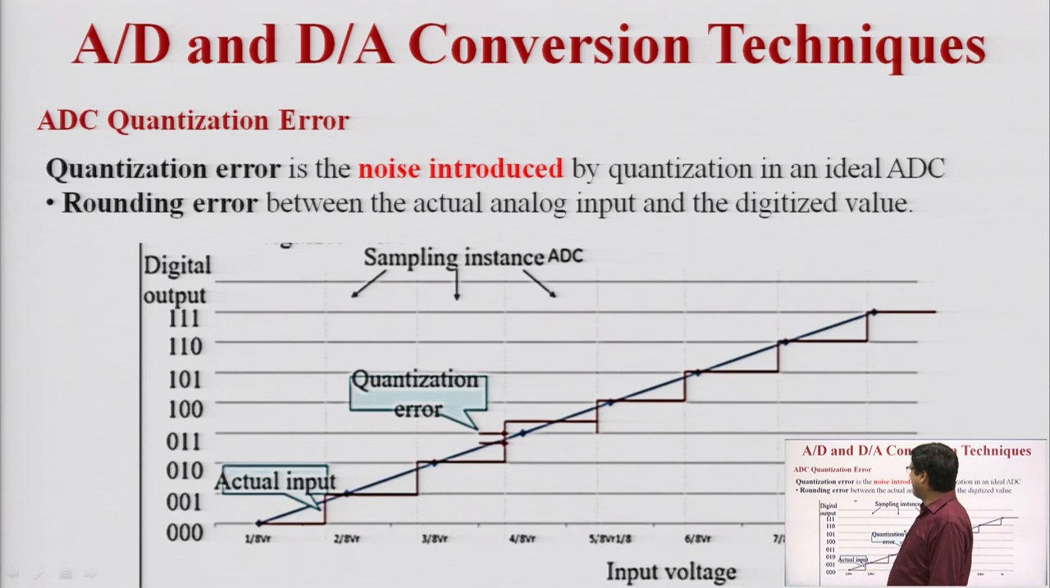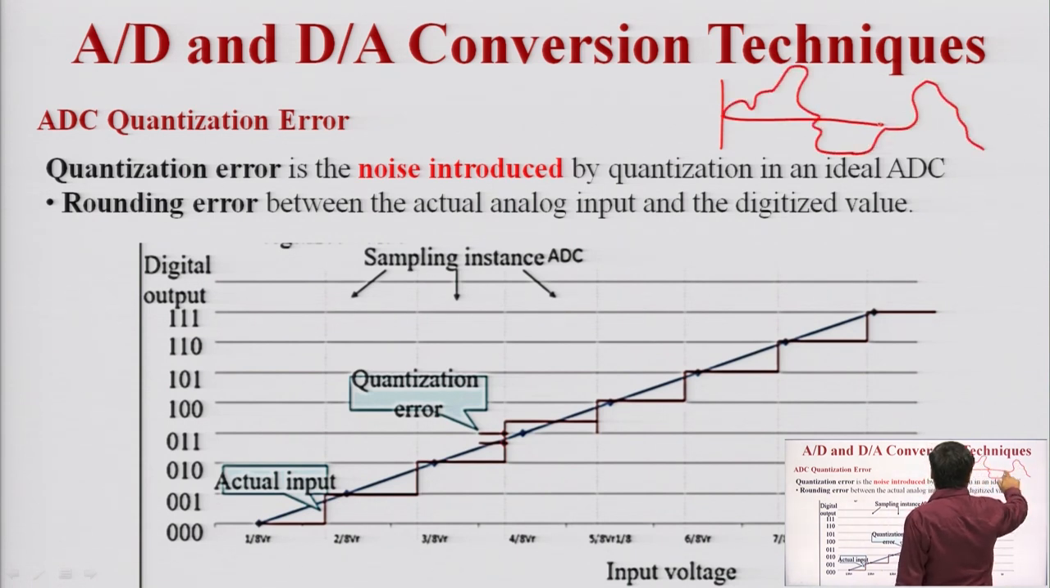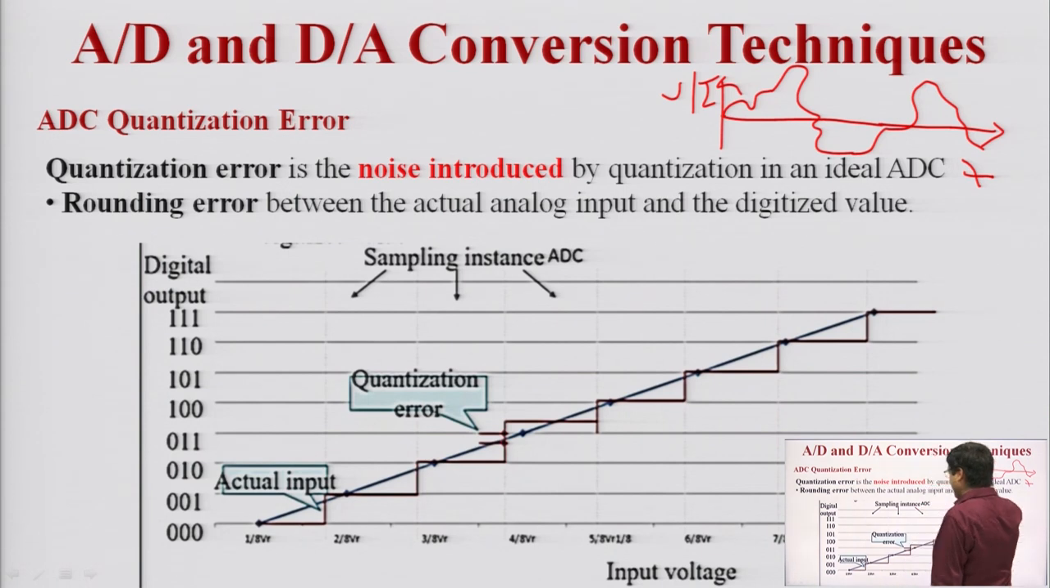Now the question arises, what is the quantization error that is present in an ADC? Quantization error is the noise introduced by quantization in an ideal ADC. Basically it is a noise or disturbance in the signal caused by quantization in an ideal ADC. Sometimes there is some distortion in the actual signal that has to be sensed. For example, this is V, this is I, this is T. So we need to round off the error between the actual analog signal and the distorted value, because through rounding we can remove the disturbance in the signal.